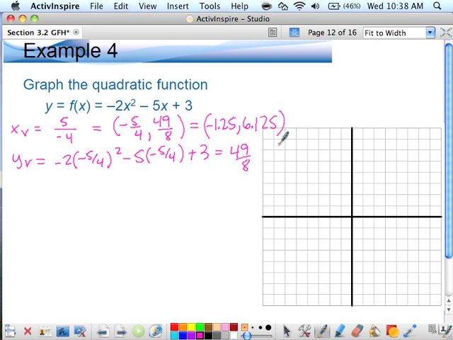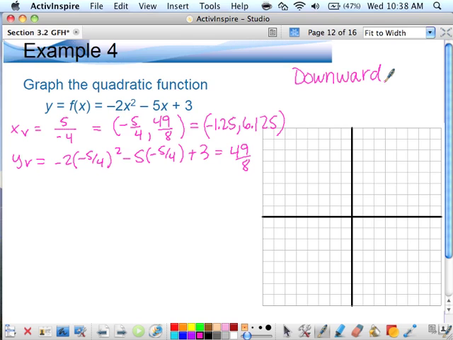Is this an upward or downward? Downward. It is a downward, because the value of A is negative. So it's a downward parabola. Furthermore, the vertex, is that the maximum point or the minimum point? Maximum. The maximum. Think it through.